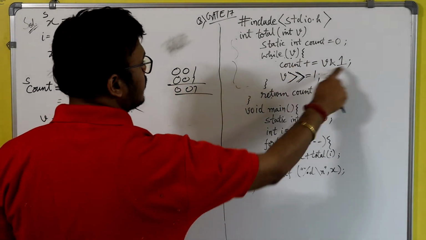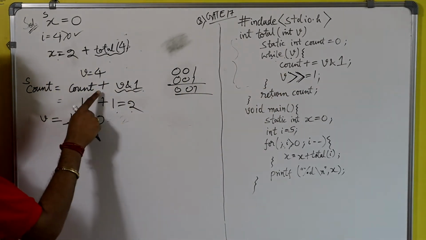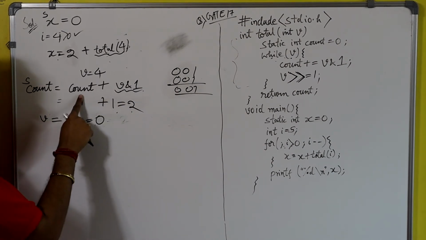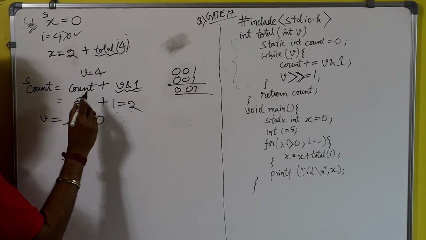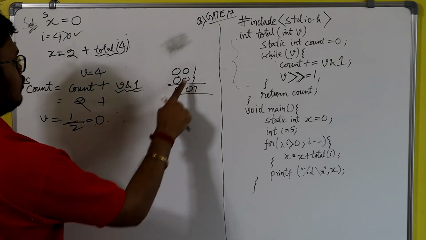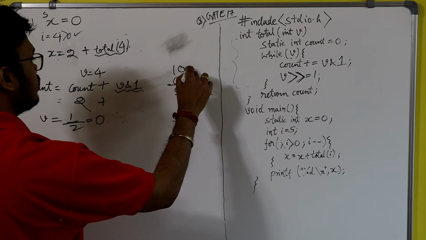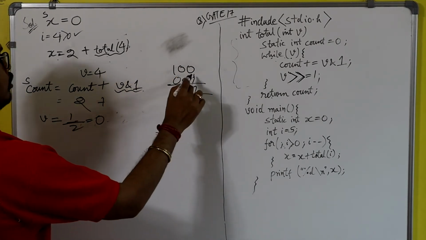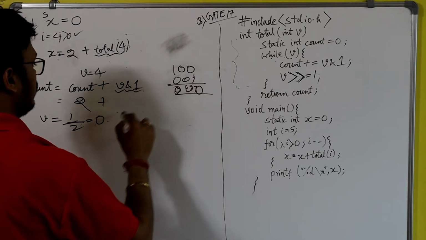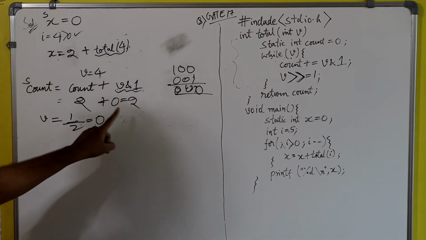So let's execute this line. So count is equal to count plus v and 1. What is the value of count? The value of count is 2. Okay, so count is equal to 2 plus v and 1. So what is the value of v? 4. 4 means 100. I mean to say that the binary value of 4 is 100. And let's do logical and with 1. Okay, so 1 0 0 and 0 0 1. So v and 1 is 0. So 2 plus 0 is 2. So the value of count has become 2.